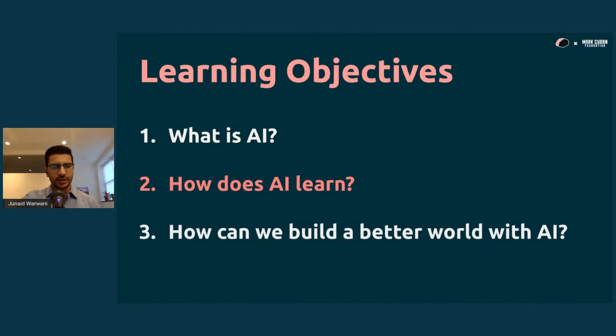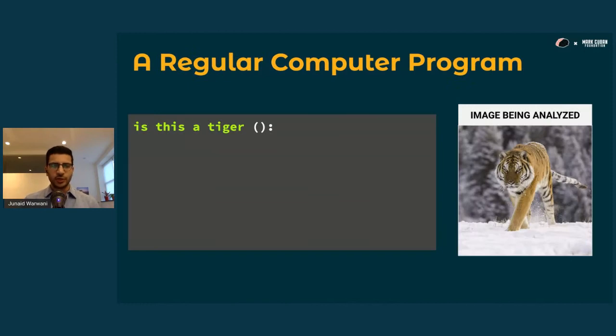How does AI learn? And to understand this, we'll think about first what a regular computer program does. A computer program is generally, you give the computer a set of instructions and it just follows those instructions. So for example, if I were to write a computer program that's trying to figure out whether a given image is an image of a tiger, I might write this computer program to first check whether the image has four legs. And yeah, this photo over here does have four legs.